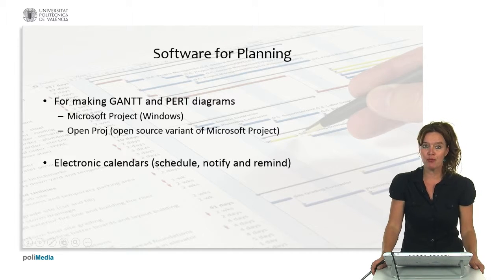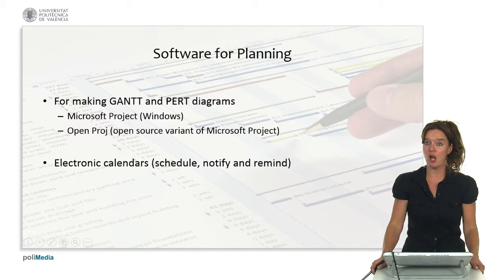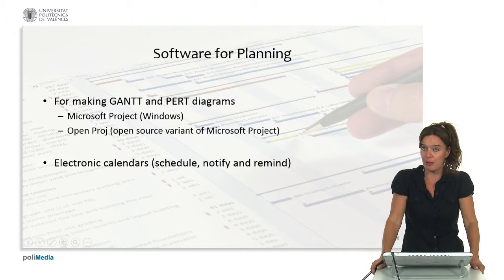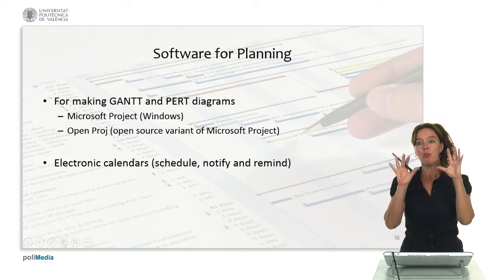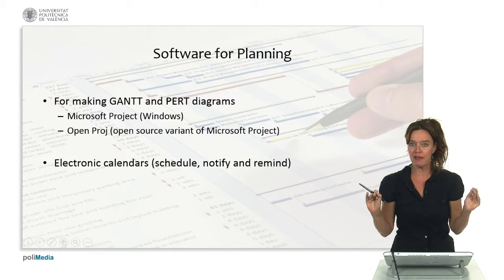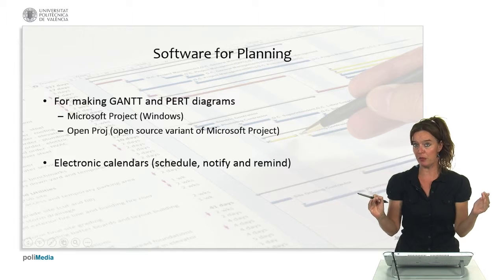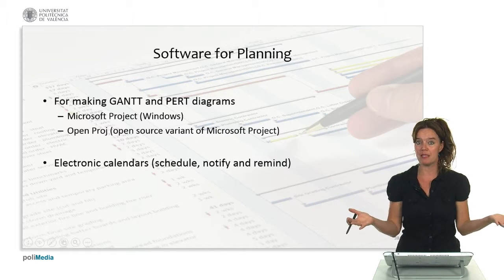Other software for planning is, for example, electronic calendars that we can use to schedule, notify, and remind the members of our team. Think, for example, of Google Calendar. We can invite all the team members, put all the planning in, and notify them when certain things need to be finished or when we have project meetings.